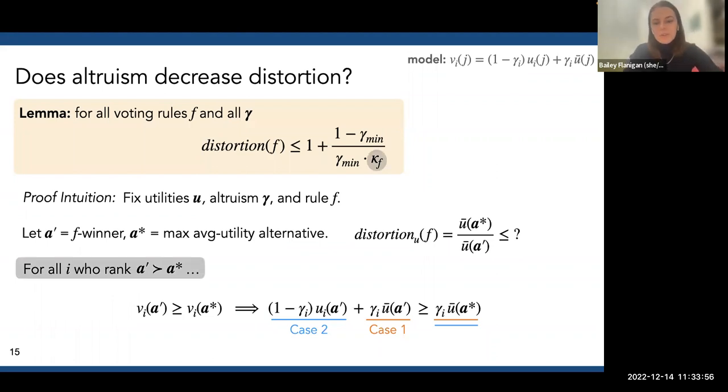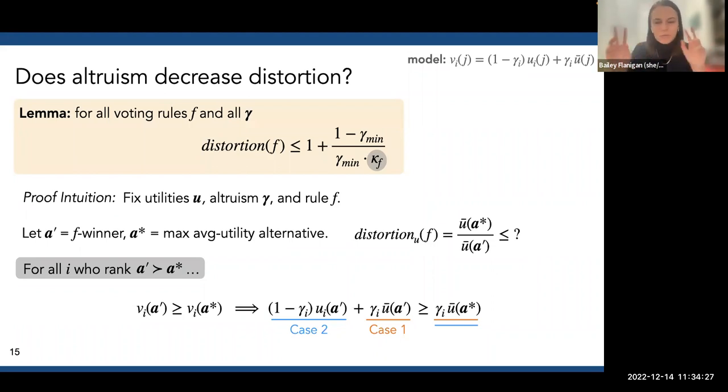Okay. And so then what does this mean for this kappa F? Well, intuitively, our voting rule is going to have a better bound here if there are more voters who rank A prime ahead of A star, AKA who rank the winner ahead of the highest welfare alternative. And this is a property of the voting rule, right? Because, for example, if this group is size 0, the voting rule is going to be doing something really weird, right? Because it's going to be saying, look, A star was ranked ahead of A prime by everyone, but we still chose A prime as the winner. So that would be a pretty weird voting rule.